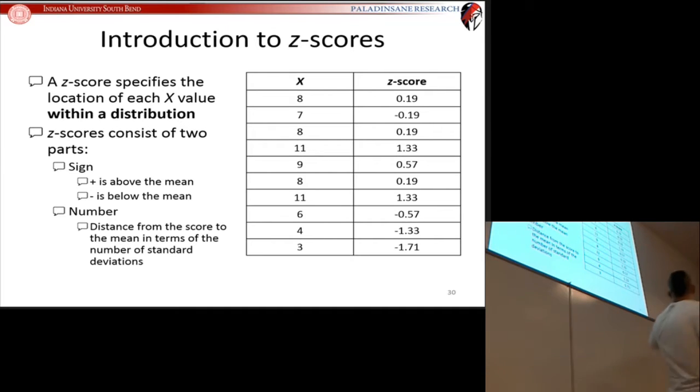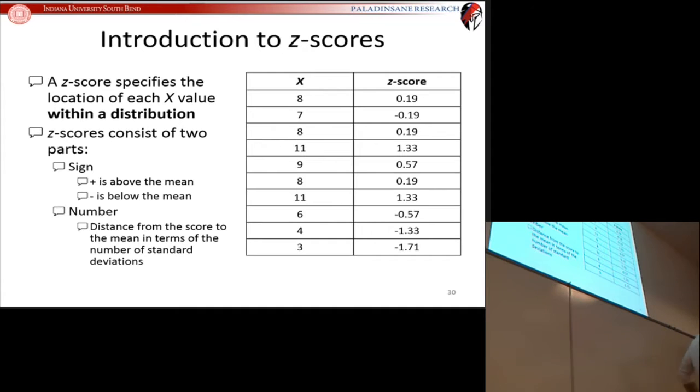So when you get a score of minus 1.71, it tells you everything you need to know. It lets you know that it's below the mean, and it's almost 2 standard deviations below the mean. It's pretty far away. If you get a z-score of 0.19, you know that it's above the mean, but it's almost right at the mean. It's like 1/5 of a standard deviation above the mean. So there's a lot of information in that one number.